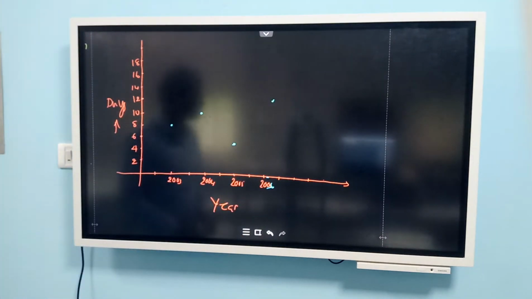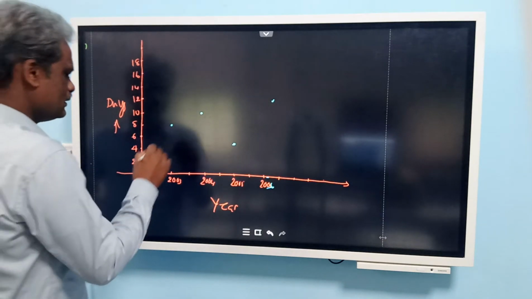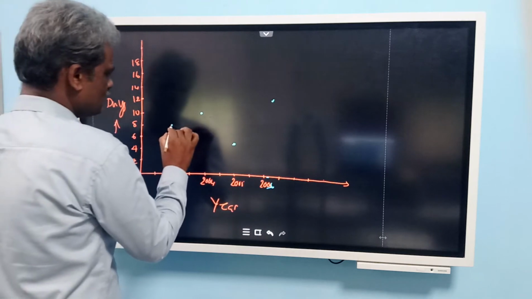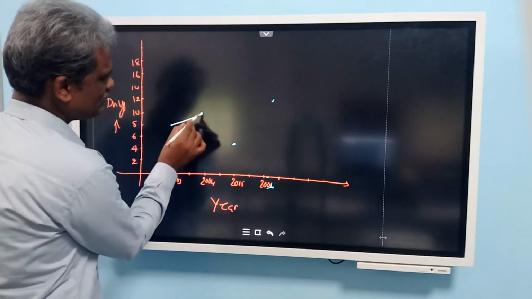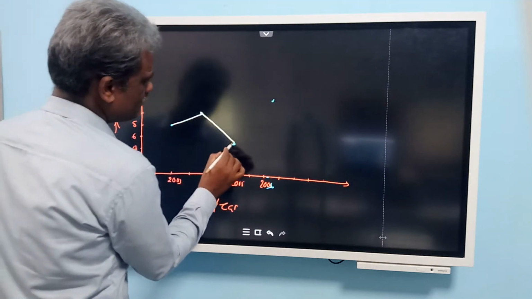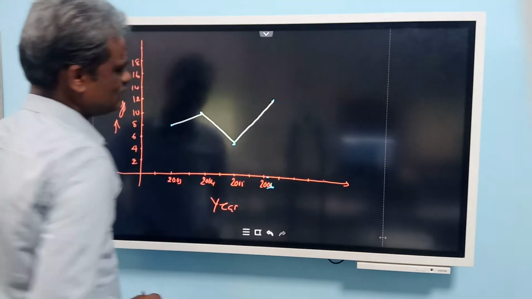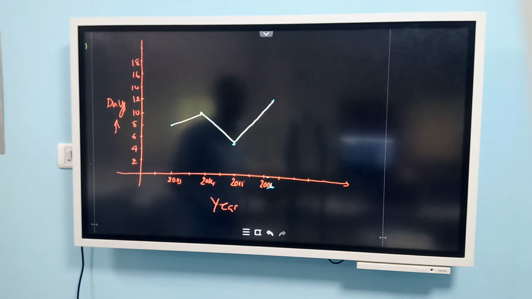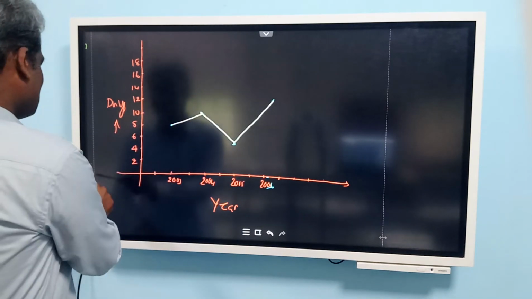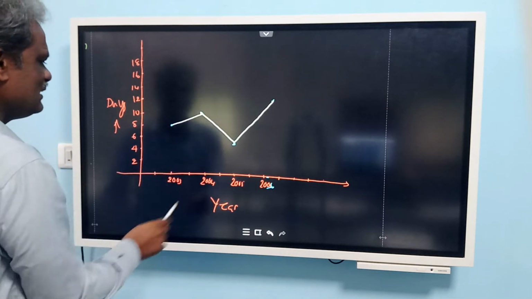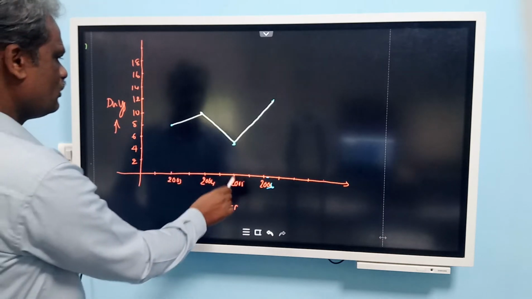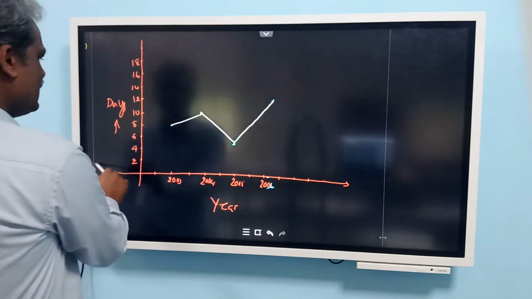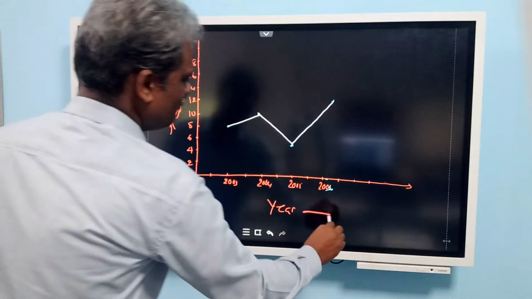Now using a straight line, it's a linear graph, join these points by a straight line. So now I'm going to join this one using a straight line. This is also another straight line, then like this. So this is the graph for this question, a linear graph. So by straight lines you join these points. In 2003 it was 8 days, in 2004 it was 10 days, in 2005 it is 5 days, and in 2006 it is 12 days. So this is the graph of that question.